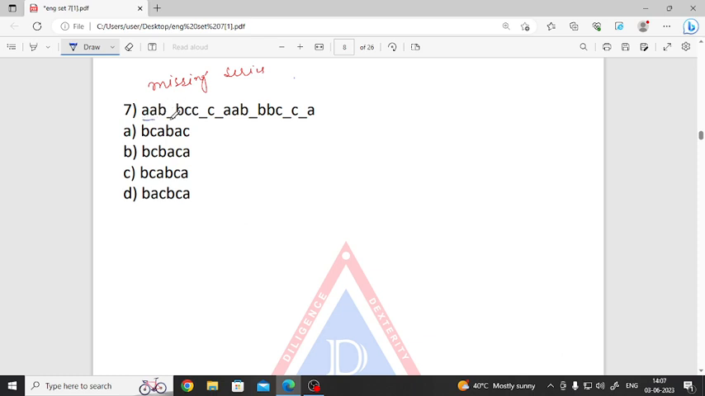Let's see what is given. Double A B dash B, double C dash C, then again dash double A B dash B B C. If we see, here is also double A, here is also double A. Then here is B triple B, then if we see B, then again here is B.